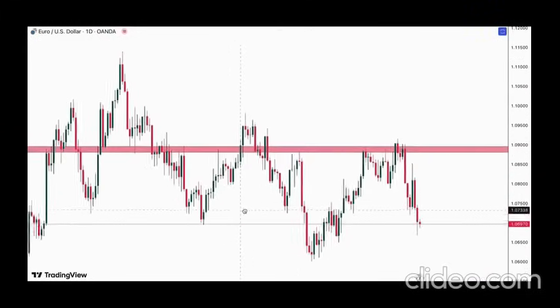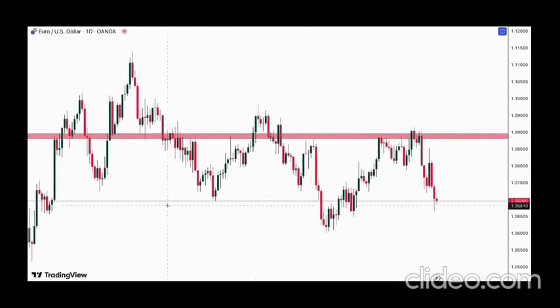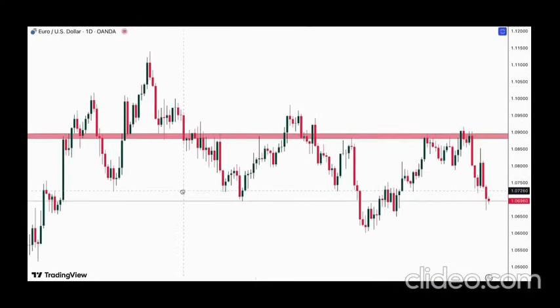Now this is our daily time frame, guys. Also in the daily time frame, guys, you can see the market is still displaying the bearish trend, or the downward trend. So let me label this again.